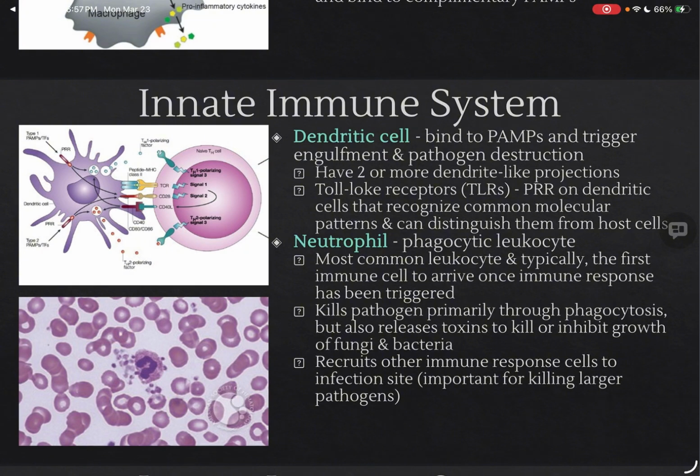And then our neutrophil. These are also phagocytic leukocytes. They're the most common leukocyte, and they're typically the first immune system to arrive once the immune response has been triggered. Their goal is to kill pathogens primarily through phagocytosis, but they also release toxins that kill or inhibit the growth of fungi and bacteria, which is good because we can either kill them or we don't want them to grow anymore so that we can attack the ones that are already here. And then also they will recruit other immune response cells to the infection site, which is important for killing larger pathogens.